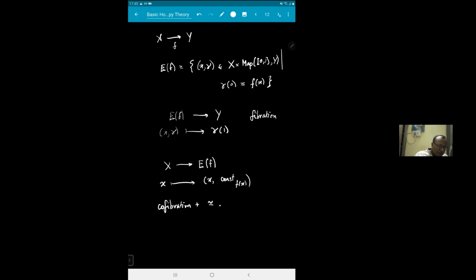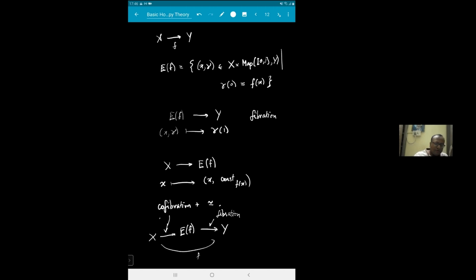So you see now this is another way of factoring this map, x inside E of f to y. This is my map f, and the first map here is a cofibration weak equivalence, and the second one is a fibration. So it's a very useful fact that you can do this. All right, so that's one of the nice properties here.